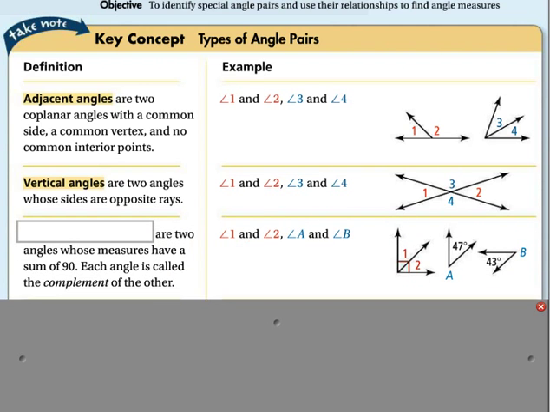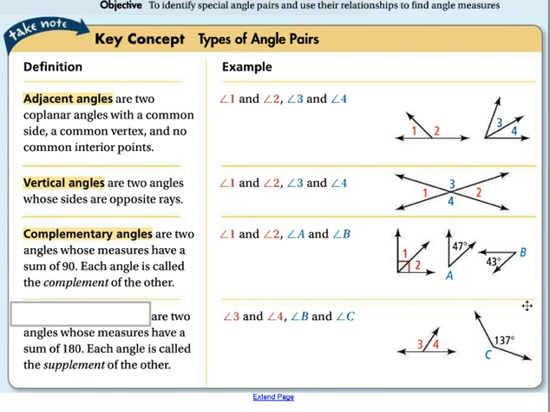Thirdly, we are going to talk about angles whose measures have a sum of 90 degrees. Those are called complementary angles if they add to 90. So angles 1 and 2 add to 90, and angles A and B, if you add those together, they also add to 90. And then looking at the last angle pair, two angles whose measures have a sum of 180 are called supplementary angles. So if they add to 180 or form a straight angle, then they are called supplementary angles.